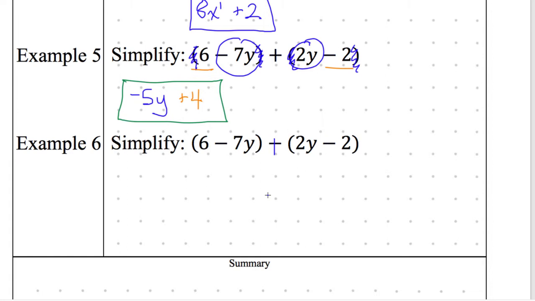I'll do that once again. I had this problem. I'm going to distribute this negative. It's now going to be used up. It's now a negative and a positive. I change all 3 of them. That's the quickest way of showing that you distributed the negative.